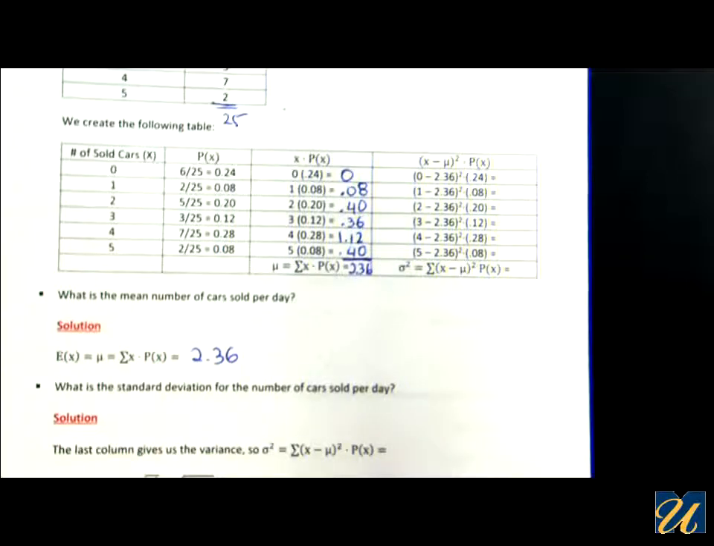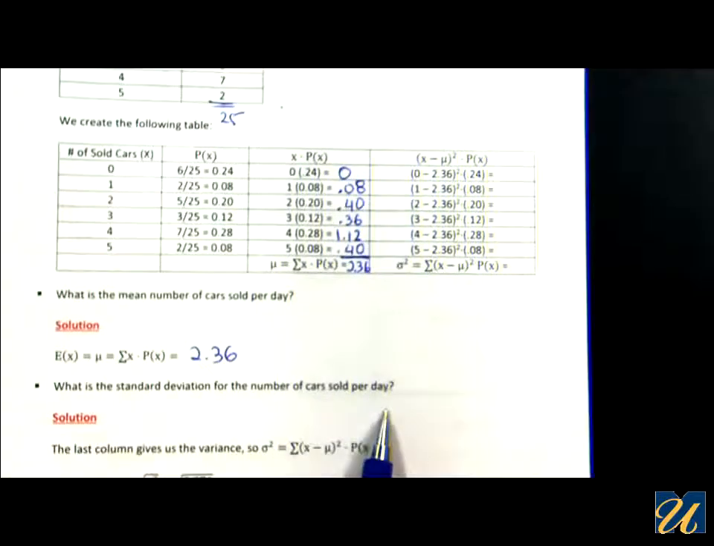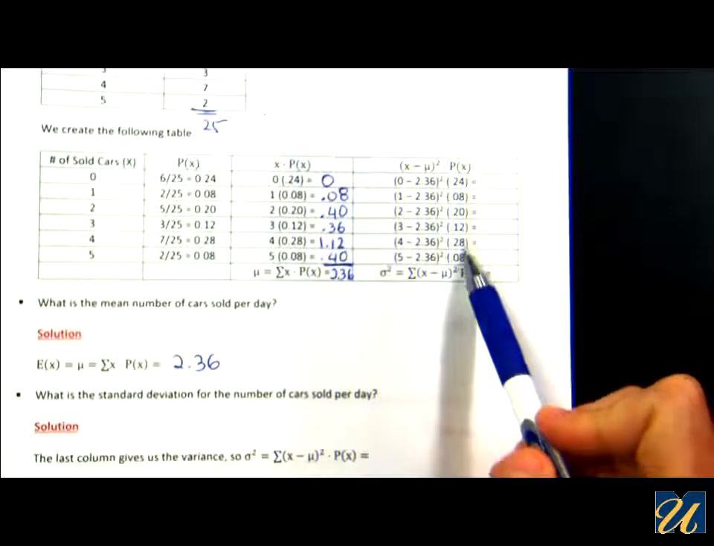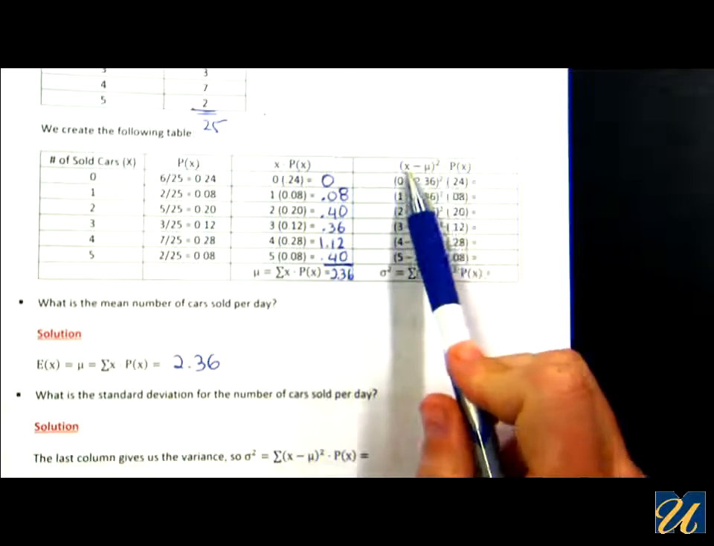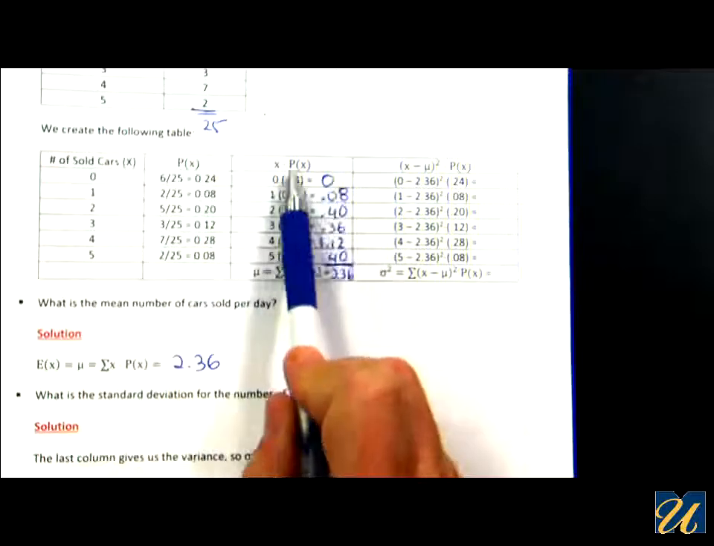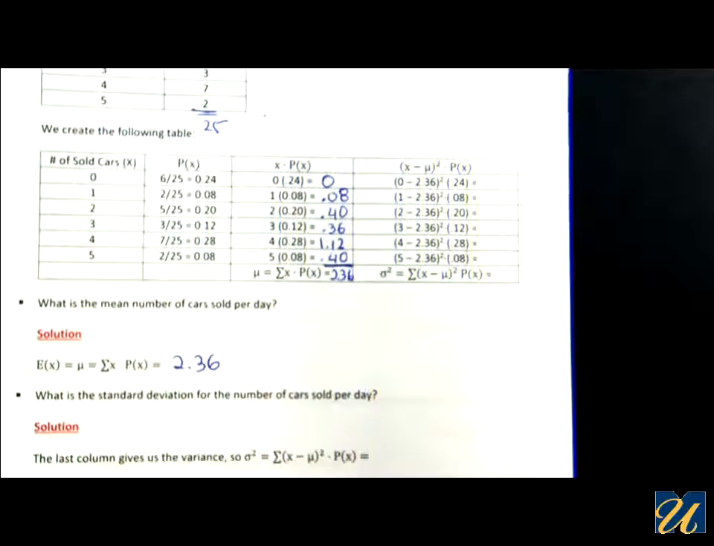Now, to find the standard deviation, we first have to find the variance. So, to do that, we create another column where we take the square deviation of every entry from the mean and multiply it with the corresponding probability right here.